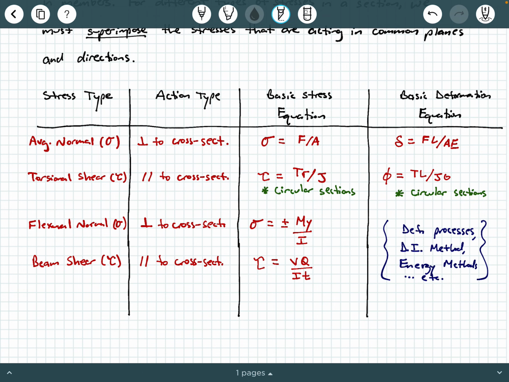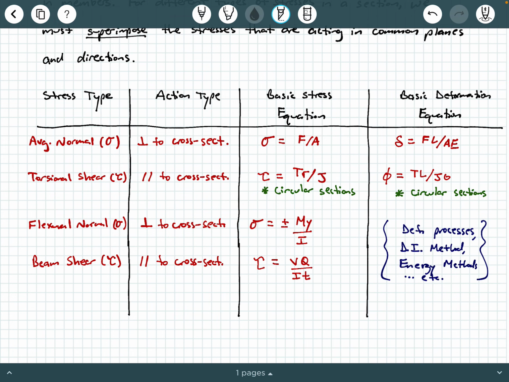The first stress type is called average normal stress, that we designate by the Greek letter sigma. This is going to be perpendicular to your member's cross section, or normal to the cross section. This type of stress is also called axial stress, or axial normal stress. The basic stress equation is force divided by area, and the basic deformation equation is FL over AE.